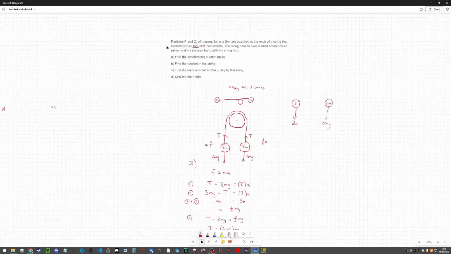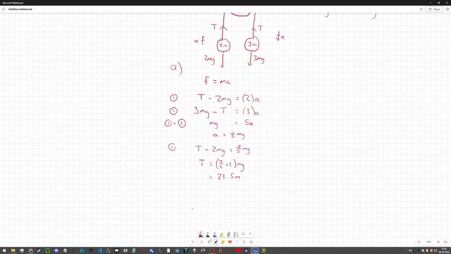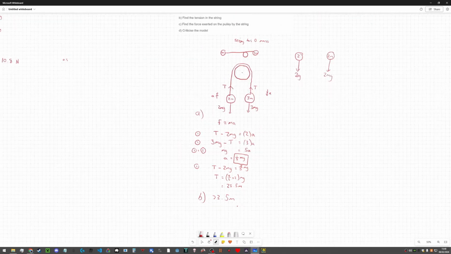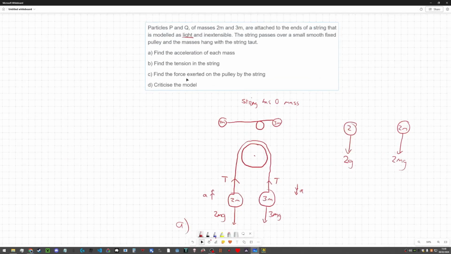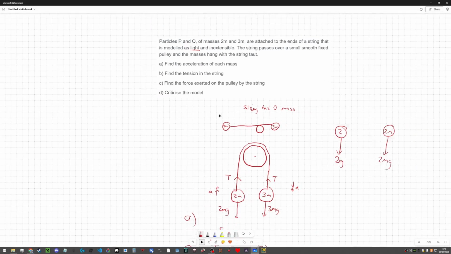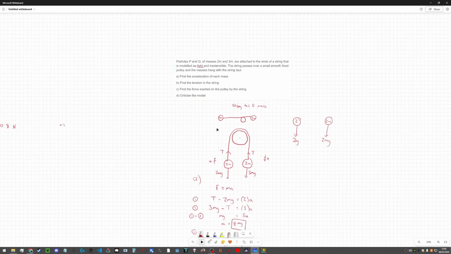Alright, so question A is asking us to find the acceleration, which is 1/5 of mg. Question B is asking us to find the tension, which we've done here. It's 23.5 m. Question C, find the force exerted on the pulley by the string. Our diagram is getting a little bit far away here, so I'm going to see if I can copy it over.